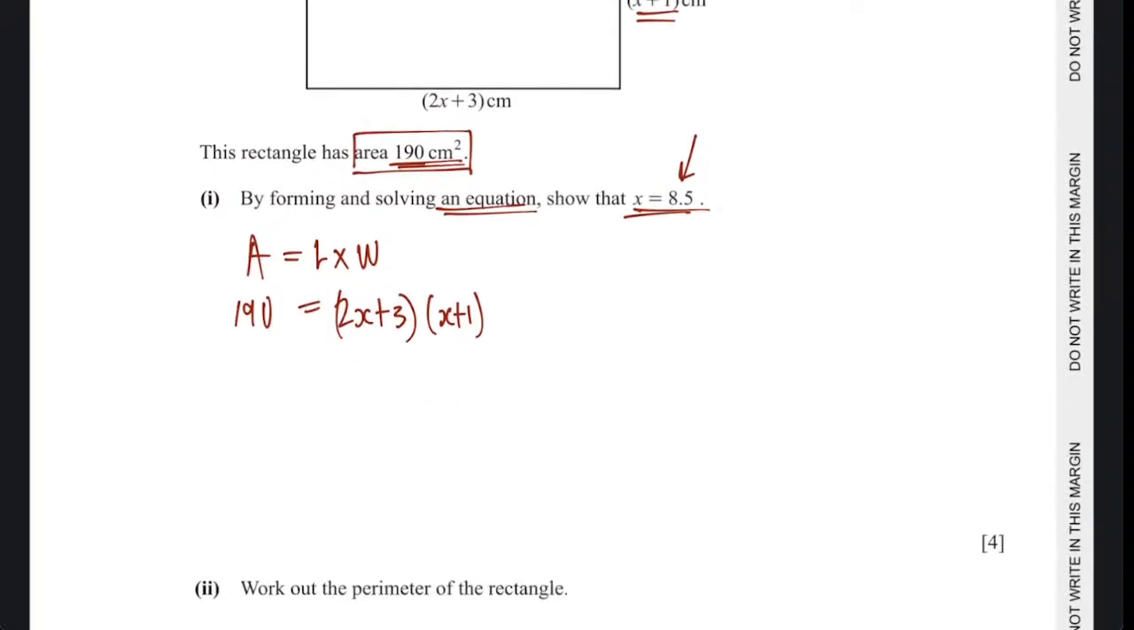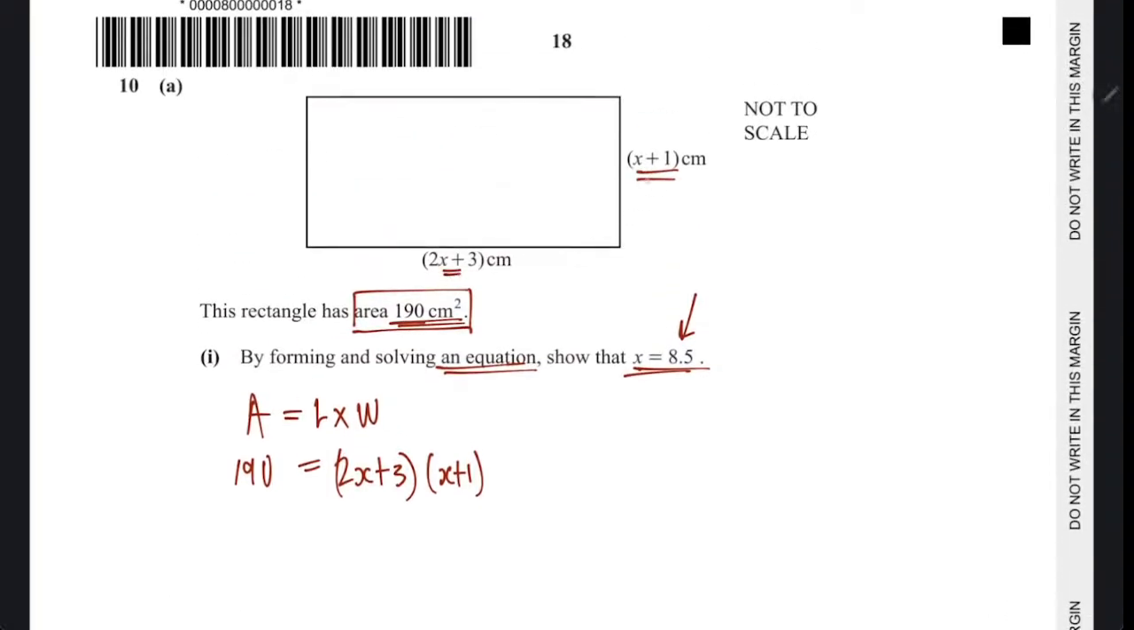Then work out the perimeter. Once you have x, you can put it in here to find this length, and put it in here to find this length. And then you add. So there will be x plus 1, another one here, 2x plus 3, another one here. So you just add them and you have the total distance right round.